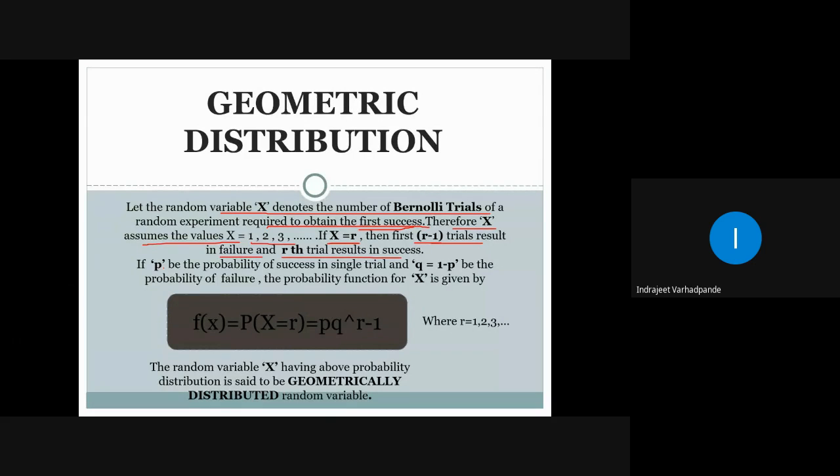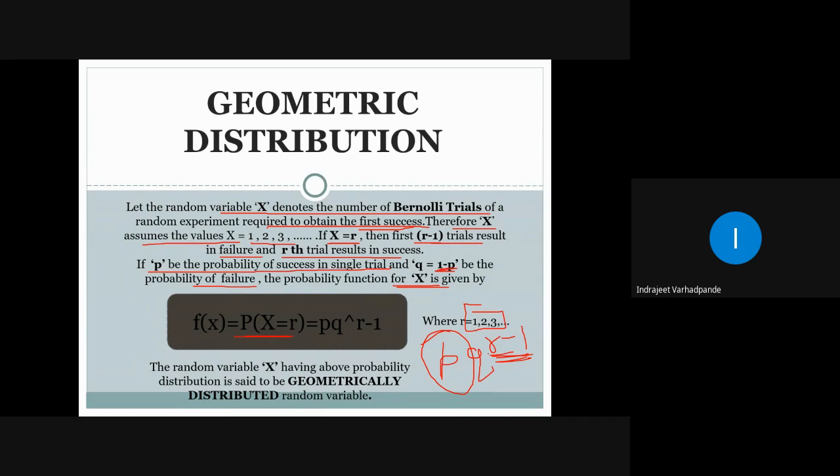So if I consider small p as the probability of success in the trial, q will be 1 minus p, the probability of failure. Then the probability function for x is defined as f of x equal to probability at x equal to r, p into q to the power r minus 1. Failure is obtained till the r minus 1th trial, and success is obtained at the rth trial. So r belongs to 1, 2, 3 and so on.